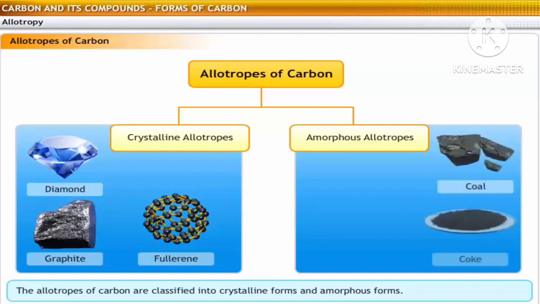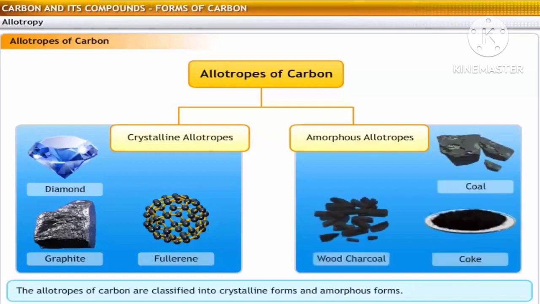Coal, coke, wood charcoal, animal charcoal, lampblack, gas carbon, petroleum, and sugar charcoal are the different amorphous allotropes of carbon.